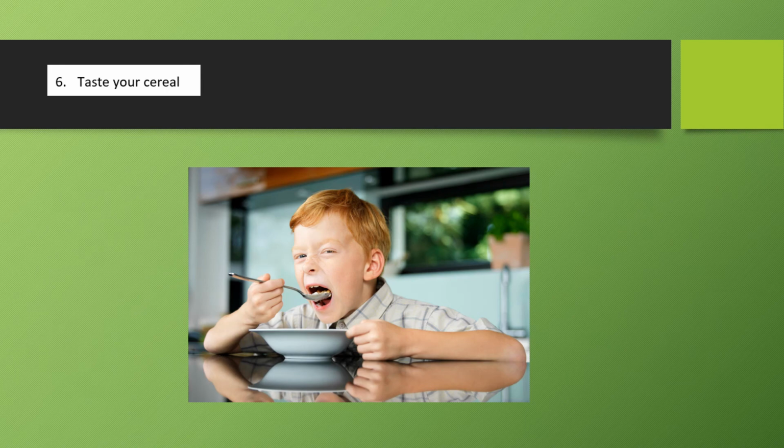Number 6, this is the best one. Taste your cereal. Have a really good taste. Put it in your mouth and make sure it touches your cheeks and your tongue, and you can smell it as well. You might like to feel it. See what it really tastes like. See all the flavors that are mixed together.